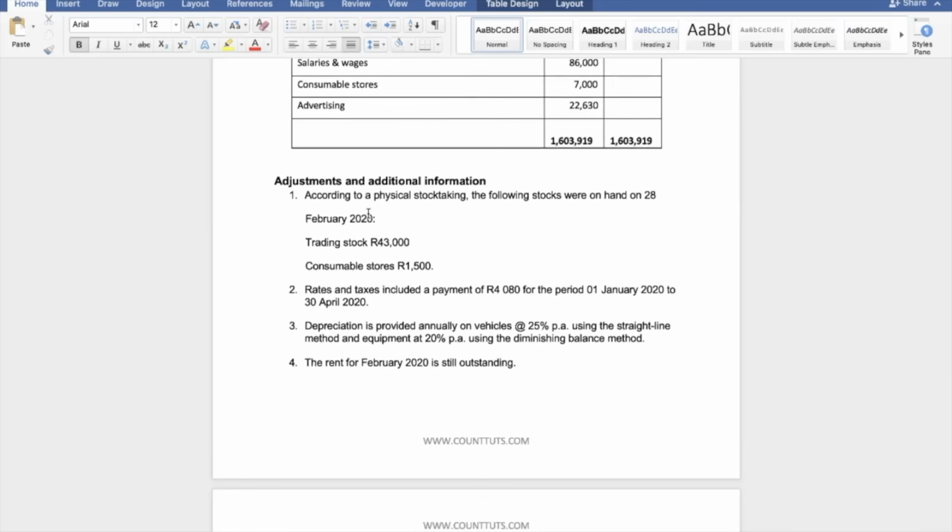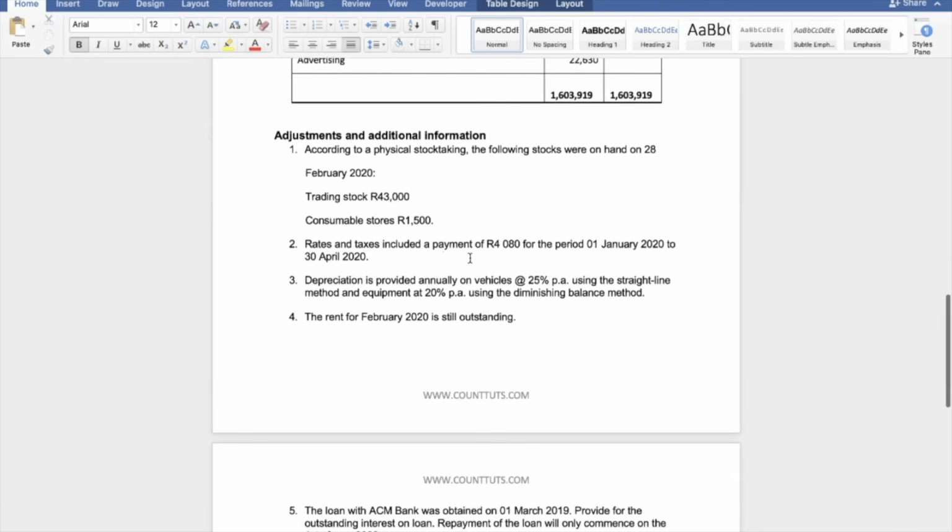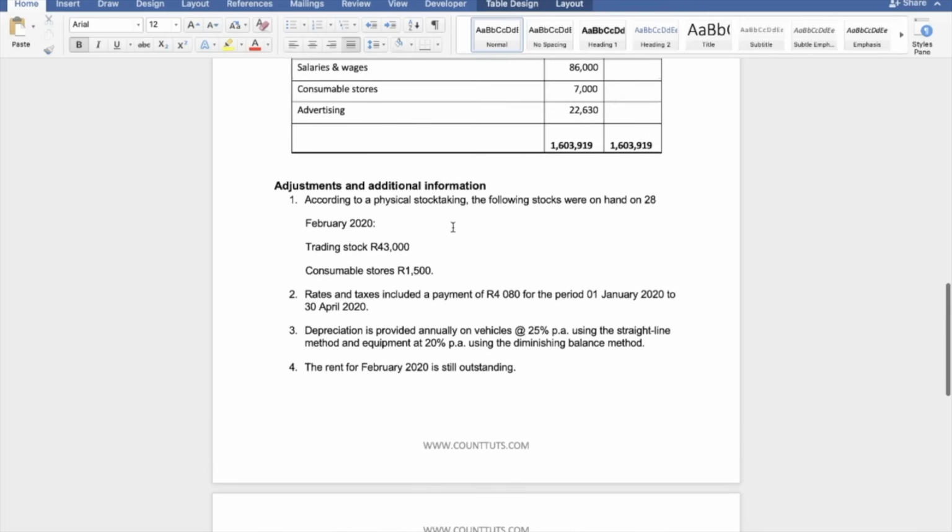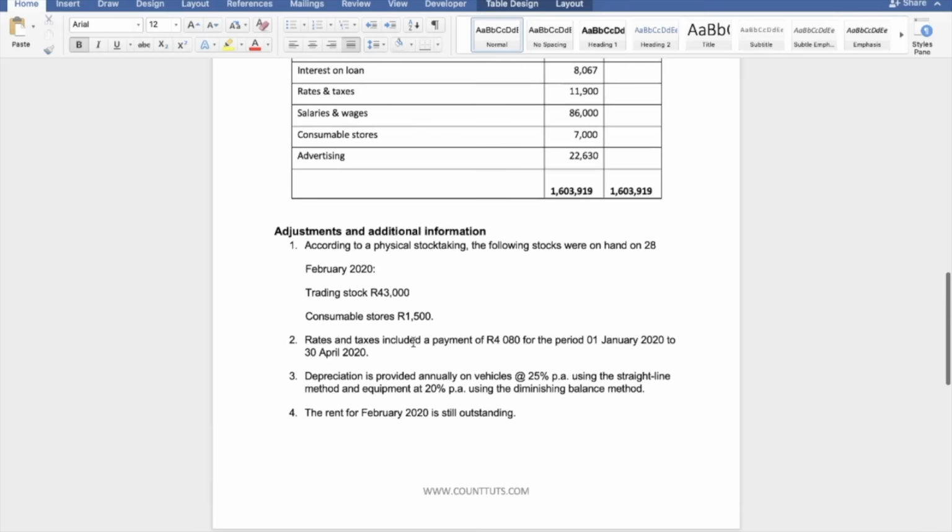The first one says that according to a physical stock taking, the following stocks were on hand on 28 February 2020. Trading stock 43,000 Rand and consumable stores 1,500 Rand. Now, the trading stock that you have here for the 3,000 Rand, what does it mean when it says physical stock taking?